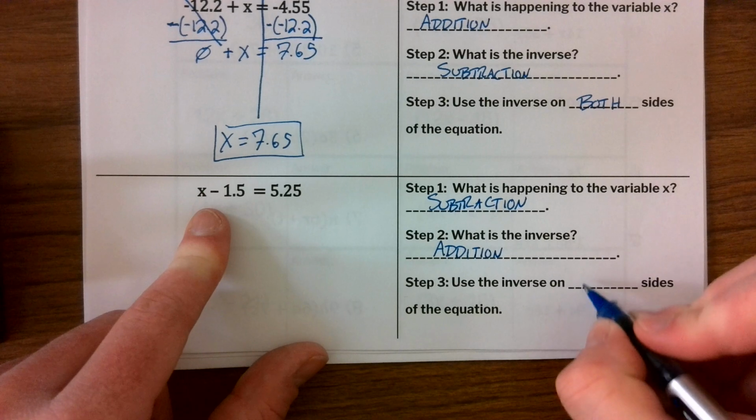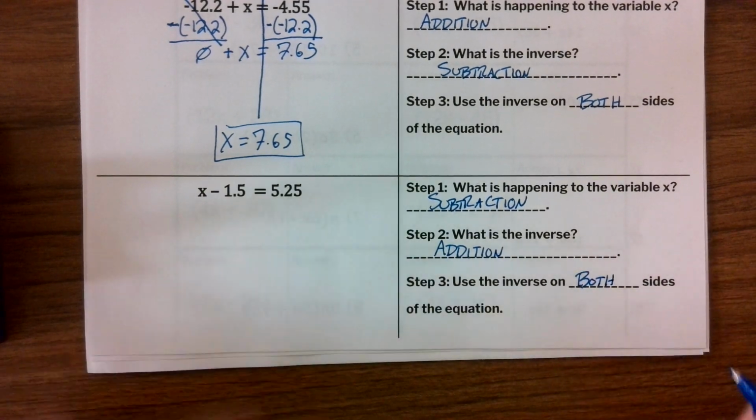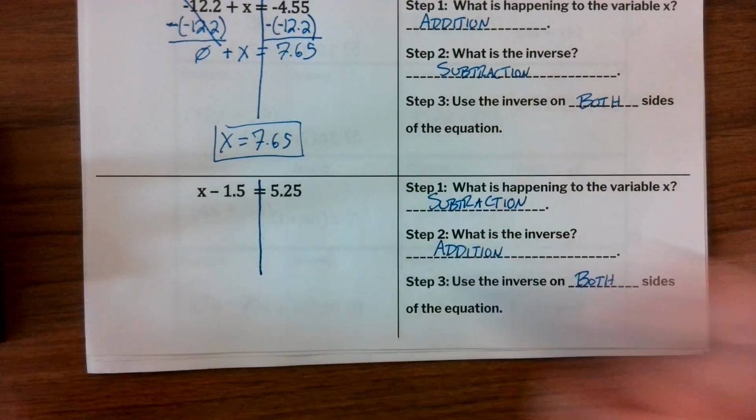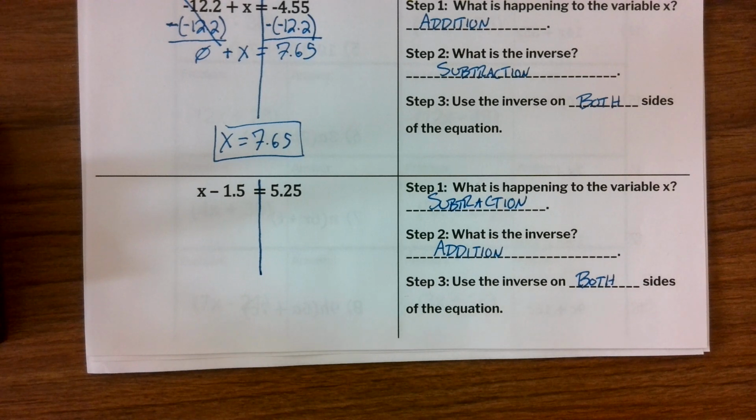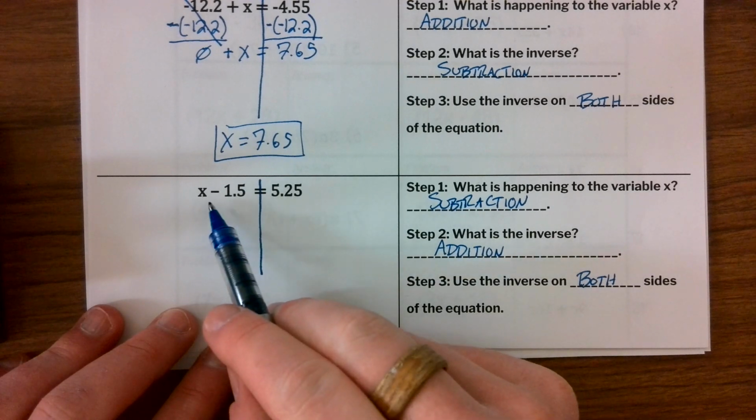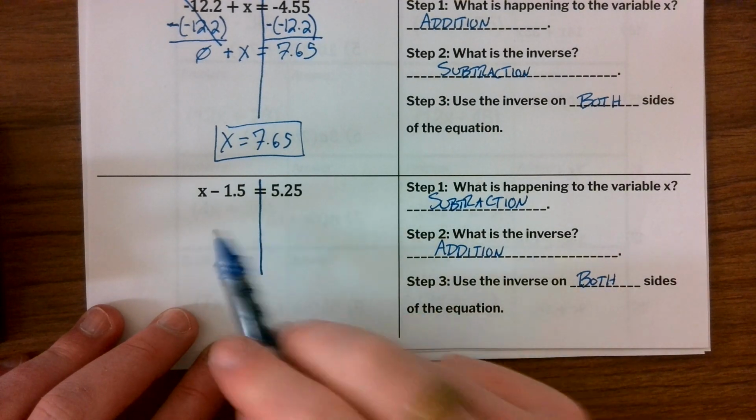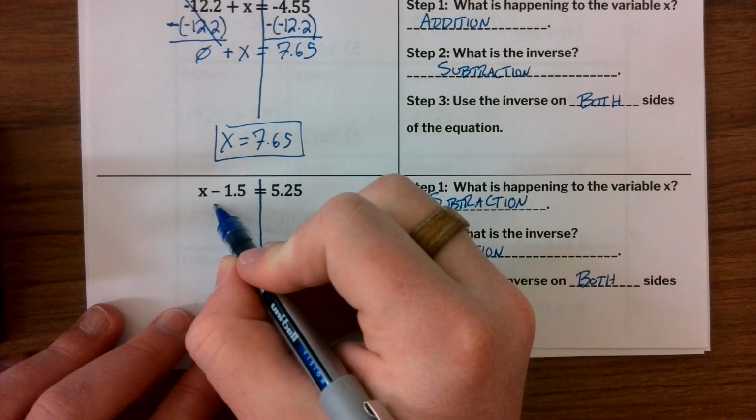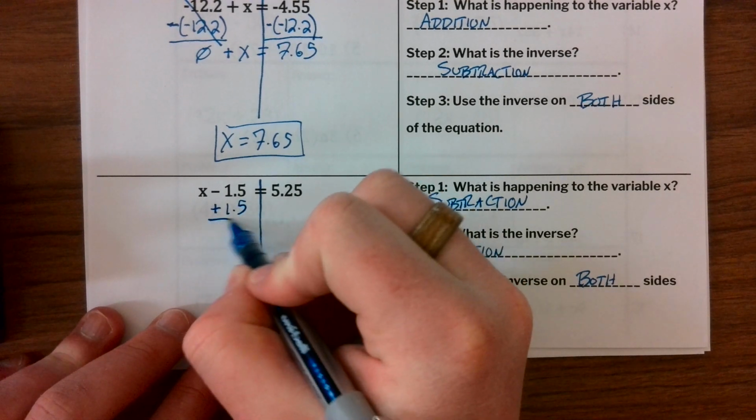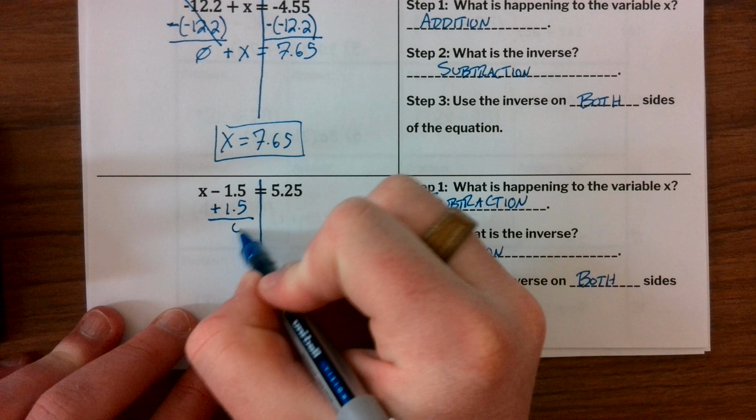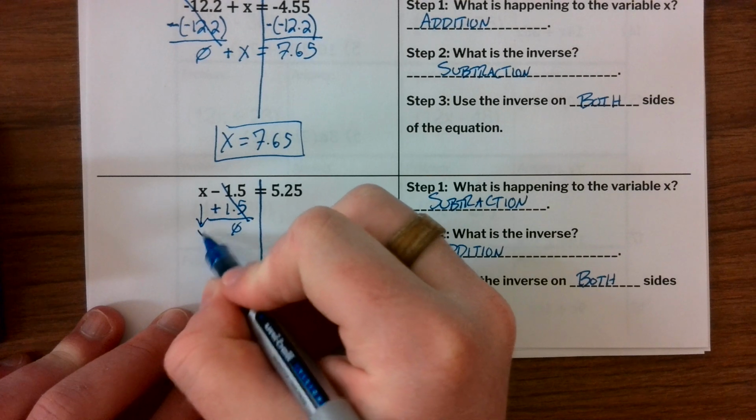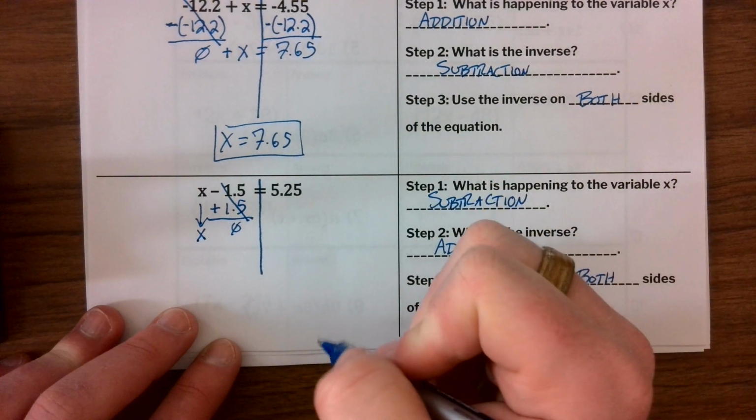And step 3, we're going to use the inverse on both sides of the equation. Now, I like to draw the line down the equal sign. That helps me. If you don't feel the need to, you don't have to draw the line. It's just something that can be helpful. All right, so we are going to use the inverse of subtraction. We're going to use addition on both sides of the equal sign to solve for x. I'm going to add 1.5. Minus 1.5 plus 1.5 makes 0. It cancels out our 1.5. So you can bring down the x. x is all that's left on this side.